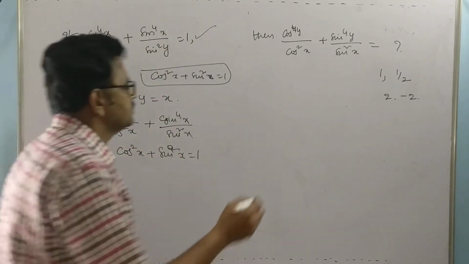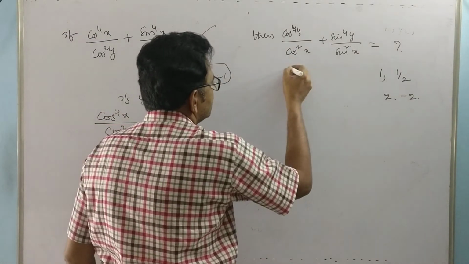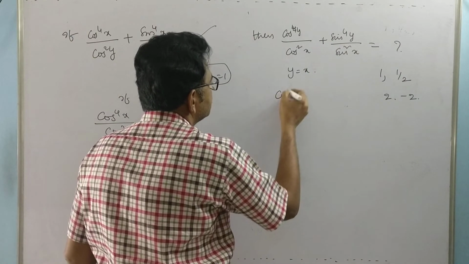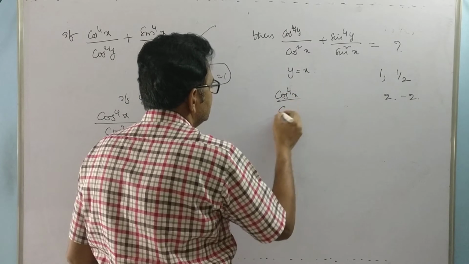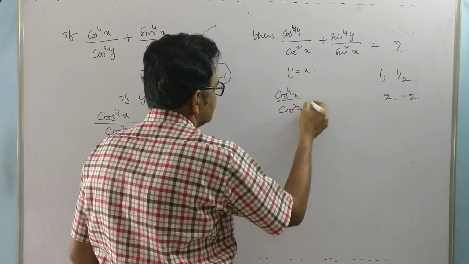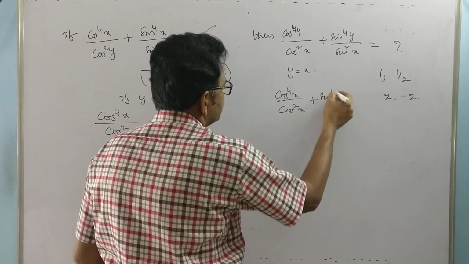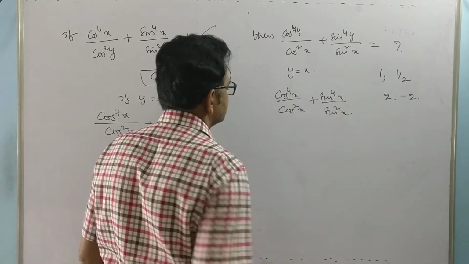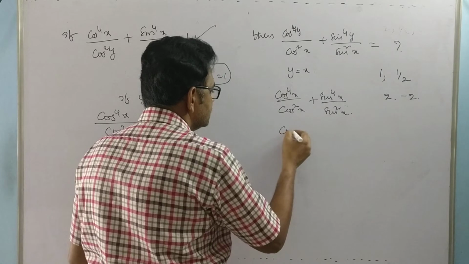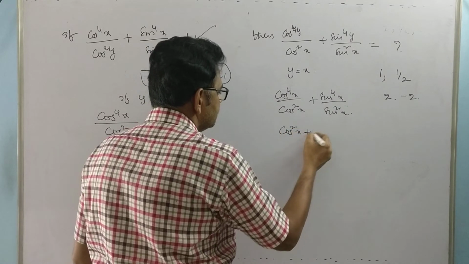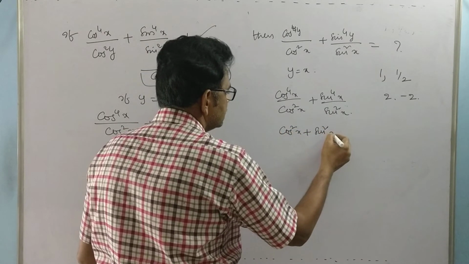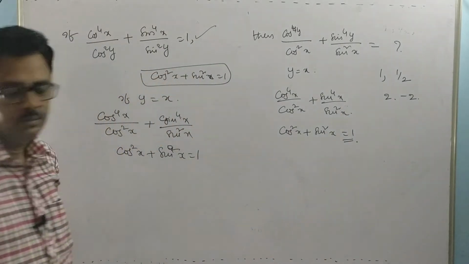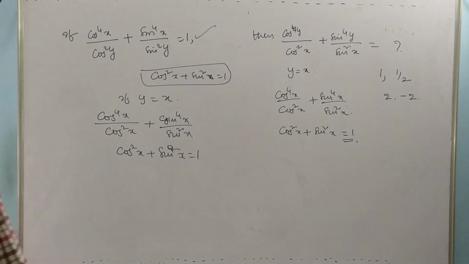Same there, also put y equal to x. Then this becomes what? Cos power 4x by cos square x plus sin power 4x by sin square x. So this is cos square x plus sin square x, that equals 1. So the answer is 1.